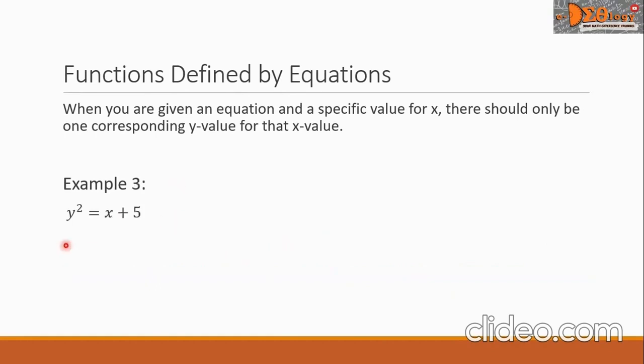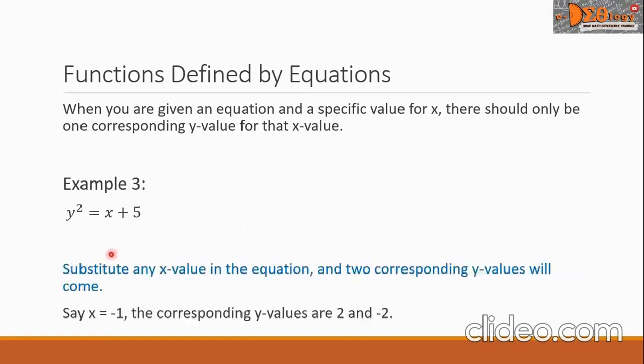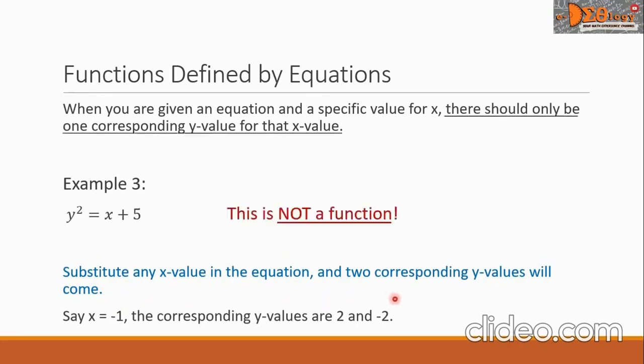Example 3, y squared equals x plus 5. We will substitute any x value in the equation and two corresponding y values will come. Suppose we put x equals -1. The corresponding y values are 2 and -2. This is not a function because, as a rule, there should only be one corresponding y value for that x value.